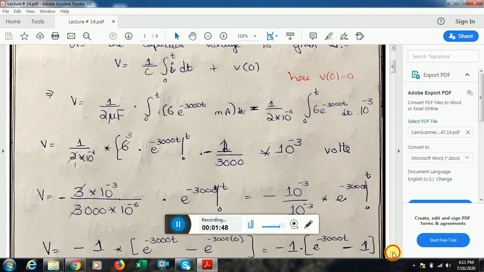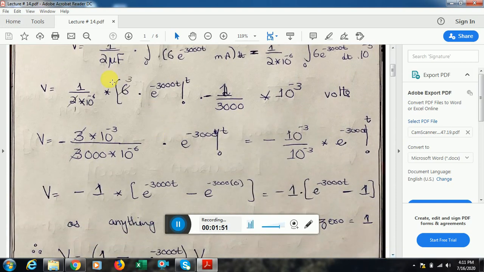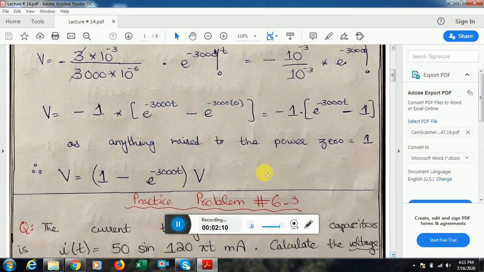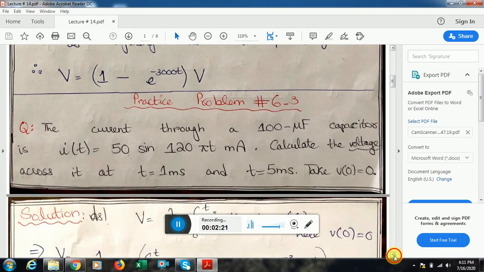Now by simple mathematics, multiplying all these constants, we get the value over here, and applying the 0 to t limit on this exponential function, we get minus 3000 t into e raised to power minus 3000 into 0. Anything raised to power 0 is 1. So this equation simplifies to the final voltage across the capacitor: v equals 1 minus e raised to power minus 3000 t volts.